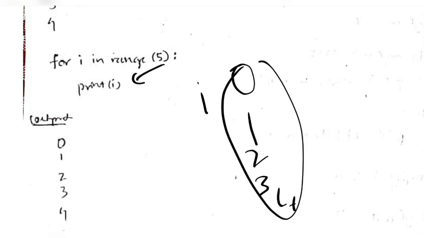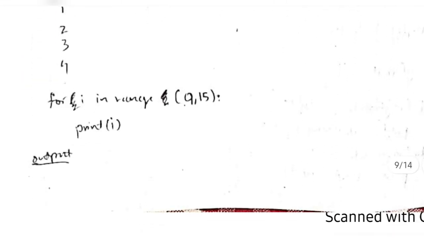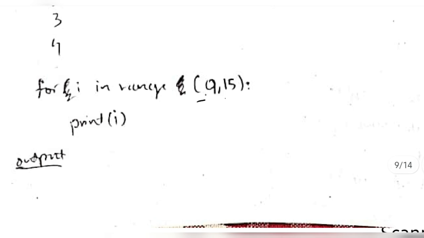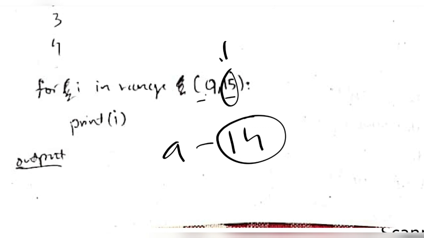First i will be 0, then i will become 1, then 2, then 3, then 4, and in each iteration we can specify what to do. Here I have written print i, so the output will be the numbers from 0 to 4. And if you want a specific range like 9 to 14, here 9 to 15 means it will print till 14. The last one will be excluded. So here the output will be 9 to 14.